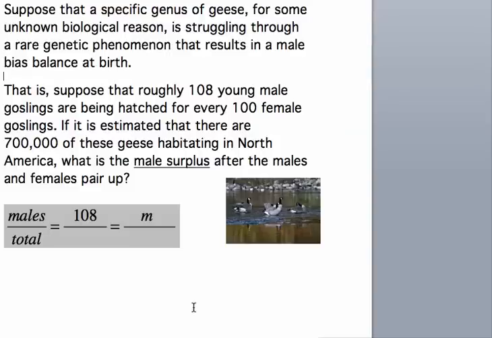This is a contrived problem, but it'll hopefully get you into the spirit of dealing with the surplus and working with proportions and so on. So I'm going to read the problem to you and then solve it along the way and make some comments.